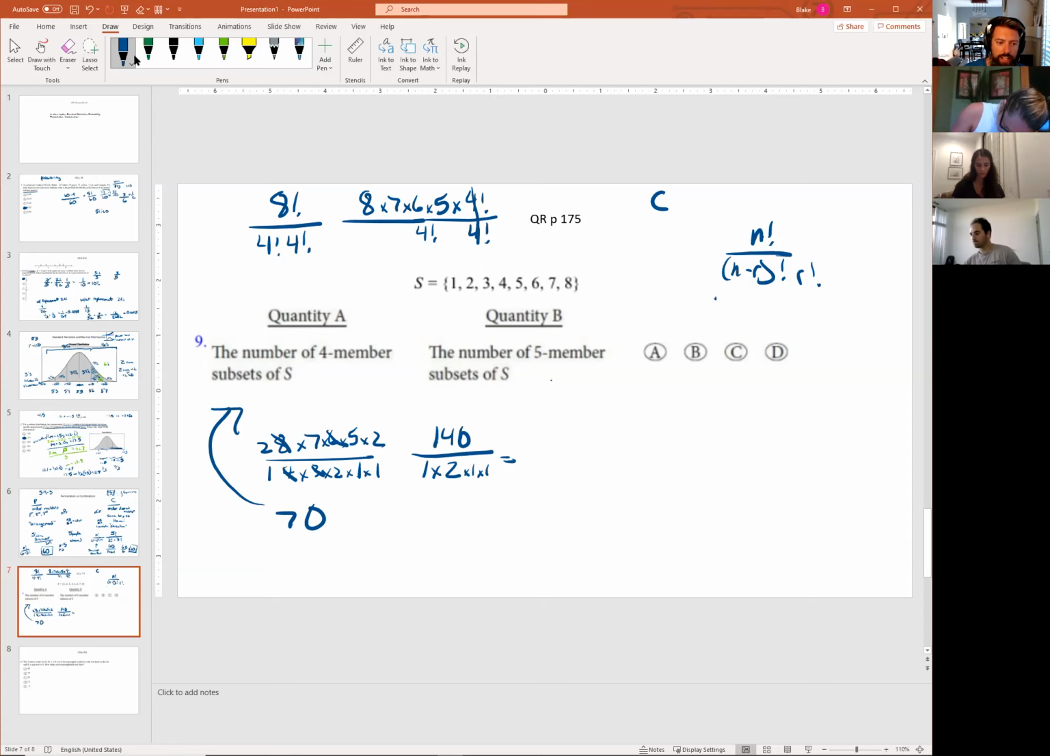I would like for you guys to do the same. So set up your factorials, simplify them as much as you can, like look for things where you can simplify parts of them so that you're not multiplying as much. And find out what quantity B is, what the actual number for quantity B is. So I'll give you guys a couple minutes to do that.